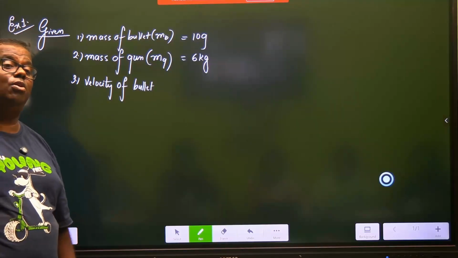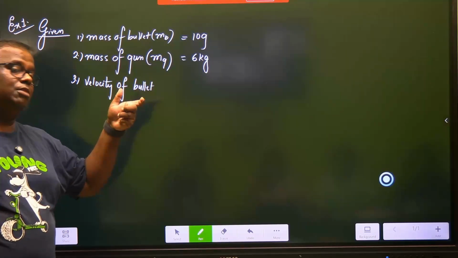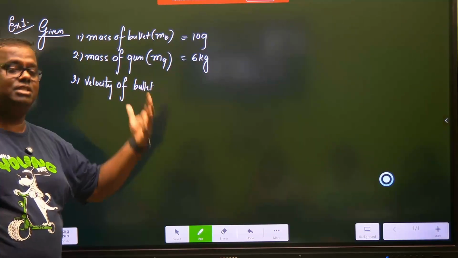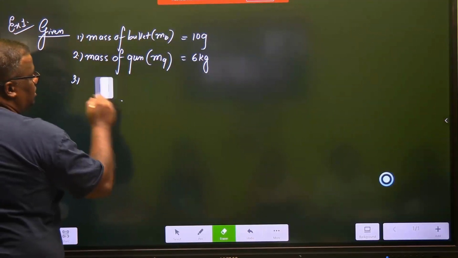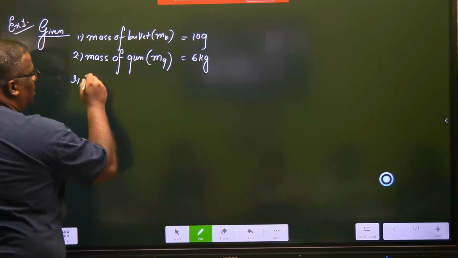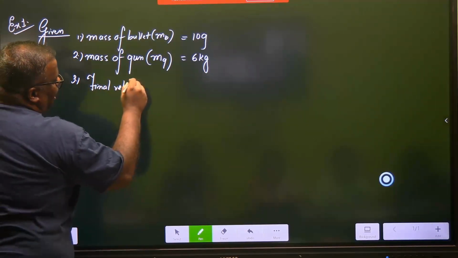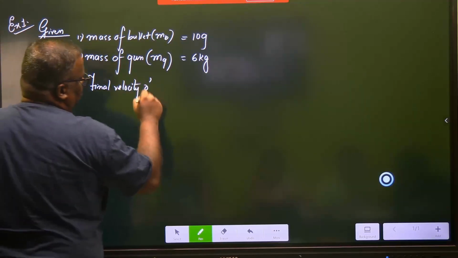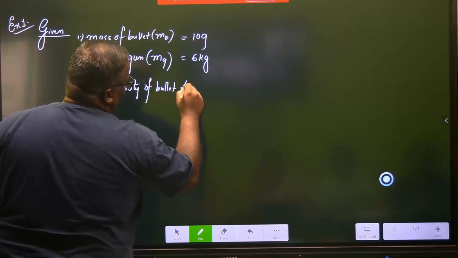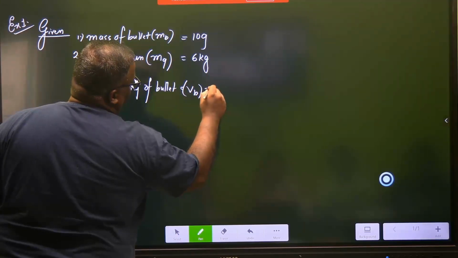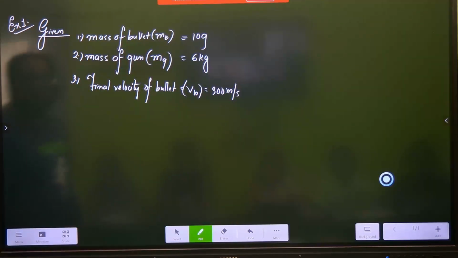But these problems are all momentum before, momentum after. Here, a gun is firing a bullet. So what is the incident? Firing is the incident. So we should change this and write, given final velocity of bullet. After the firing, the bullet takes this velocity, final velocity of bullet. So what will we write this as? VB, 300 meters per second. That's the final velocity of the bullet.